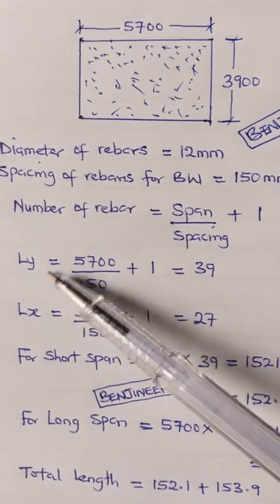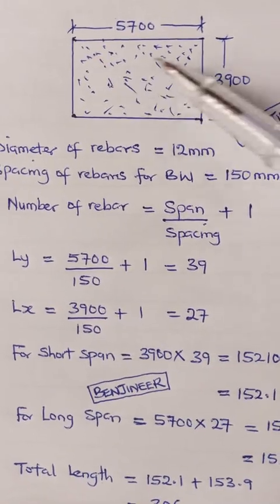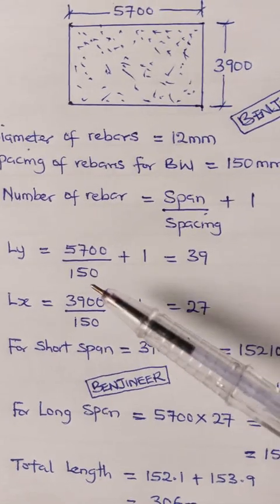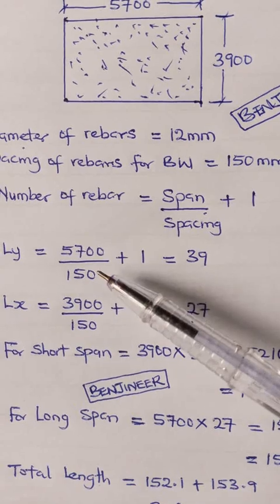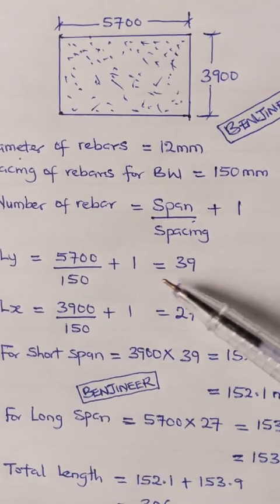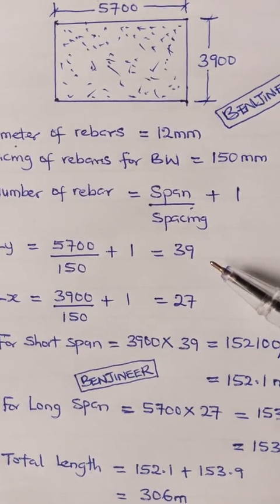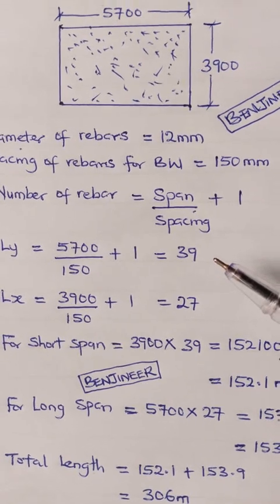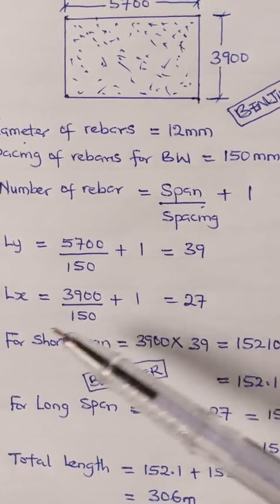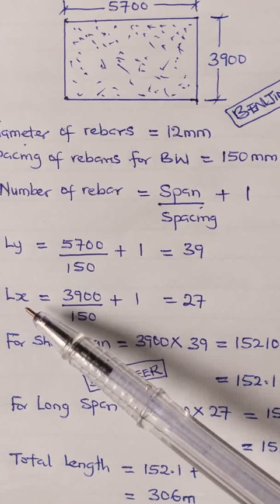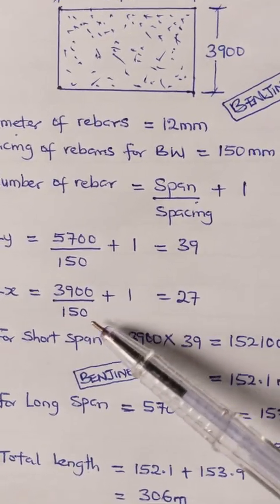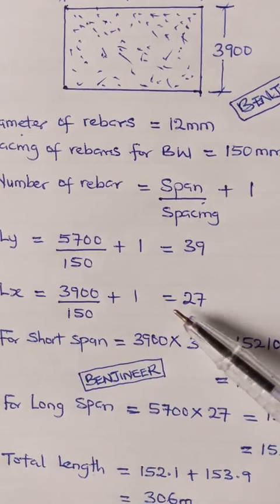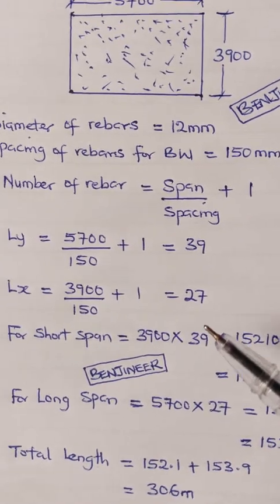Now for the LY, it is usually the longer side of the panel. So we have it as 5,700 divided by 150, which is the spacing, plus 1. That will give us 39, 39 pieces of reinforcement. Then for the short span, which is LX, we have it as 3,900 divided by 150 plus 1. That will give us 27.